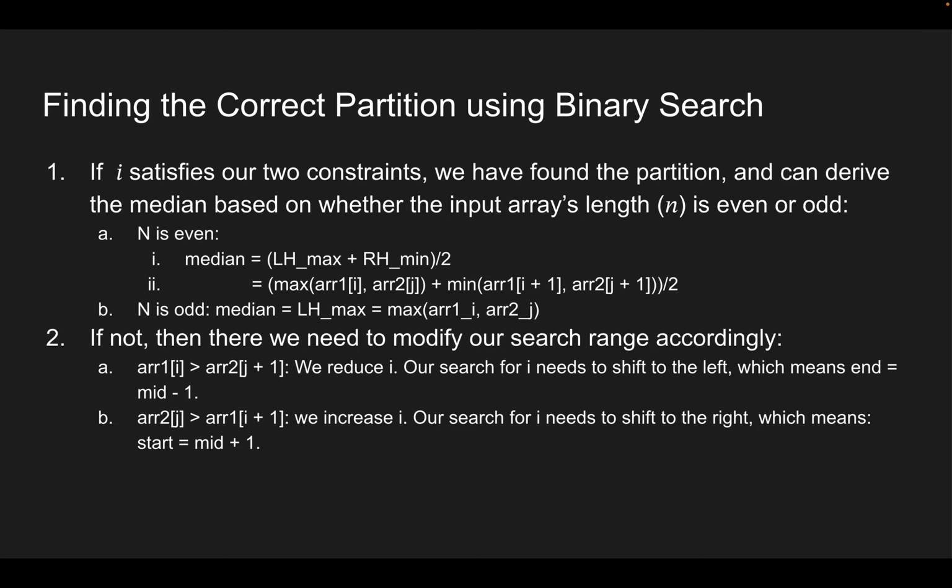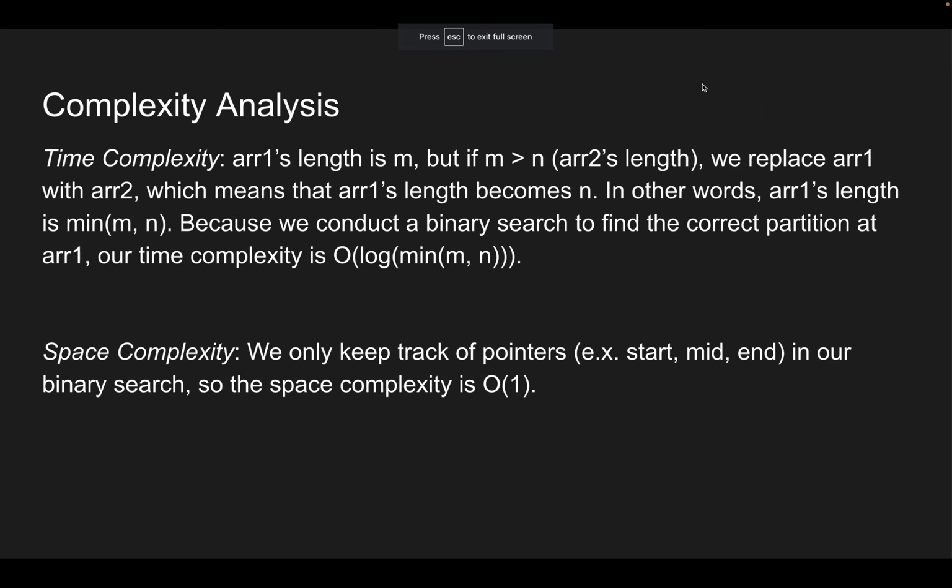Now, if not, so if i does not satisfy our two constraints, then we need to modify our search range accordingly. So case 1 is if array 1 at index i is greater than array 2 at index j plus 1, we need to reduce i. So our search for i needs to shift to the left, which means our end pointer is going to now be updated to mid minus 1. Now, if array 2 at index j is greater than array 1 at index i plus 1, that means we can increase i. So our search for i needs to shift to the right, which means start equals mid plus 1.